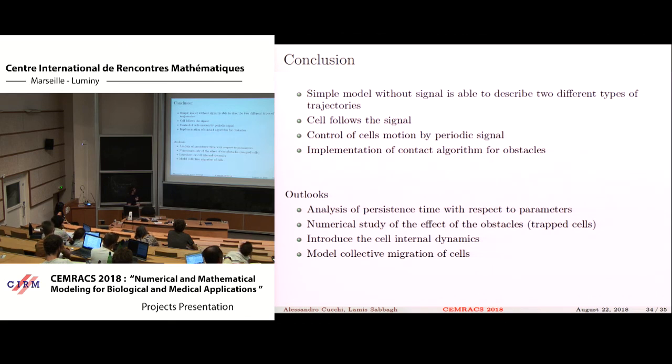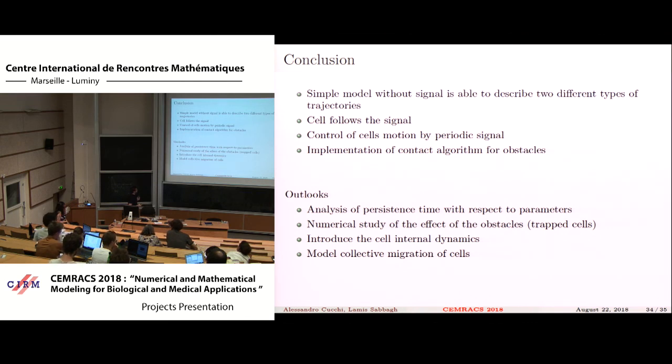So with these points, we can see how the cell behaves without signal, with signal, and with the presence of signal and obstacles. Future work could be, for example, a theoretical analysis of the persistence time with respect to the parameters of the stochastic equation. This means that maybe it's interesting to study analytically the time for which the velocity will be positive in the sense of the signal, so that we can act better to control the cell.